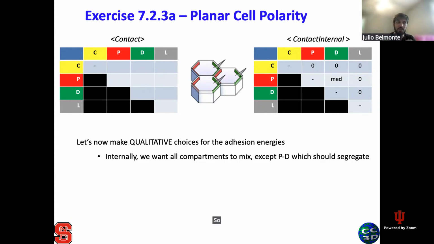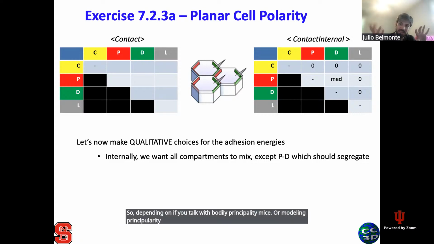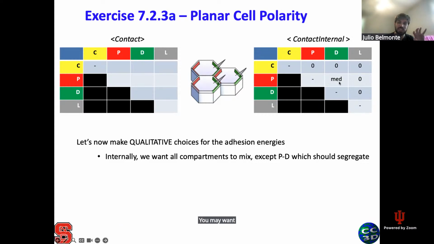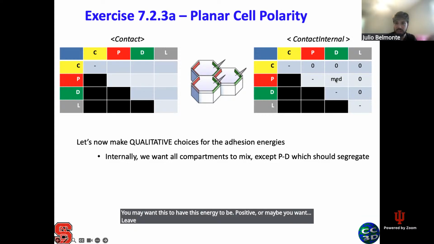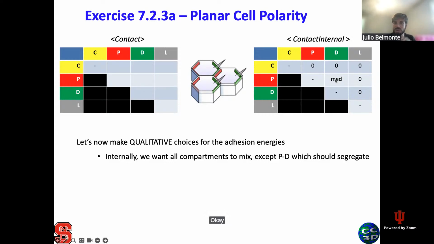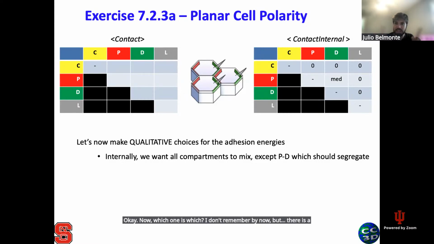So depending on whether you are modeling planar polarity in mice or in fruit flies, you may want this energy to be positive, or maybe you want to leave this energy at 0 or even negative. So it really depends on the biological system, but both answers are correct. Now which one is which, I don't remember by now, but there is a difference between mammalian and fruit flies in that respect. And then you can make the cytoplasm go to the center and the others to be outside.